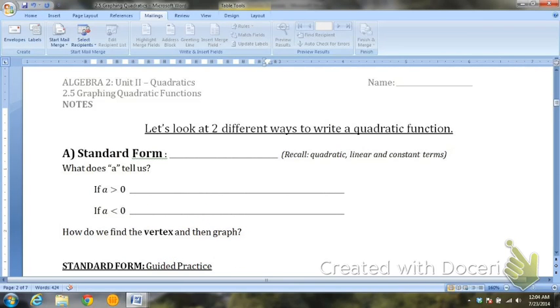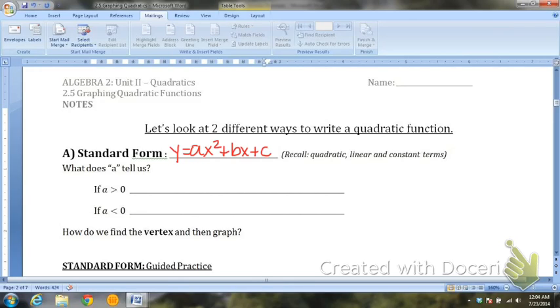All right, so if we remember, we have already talked about what standard form of a parabola looks like. I'm going to give you two different forms of a parabola. One of them we haven't talked about yet, but remember, standard form from yesterday is y equals ax squared plus bx plus c. Remember the quadratic term, the linear term, and the constant term.